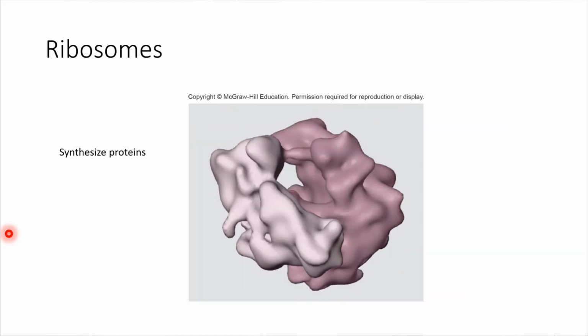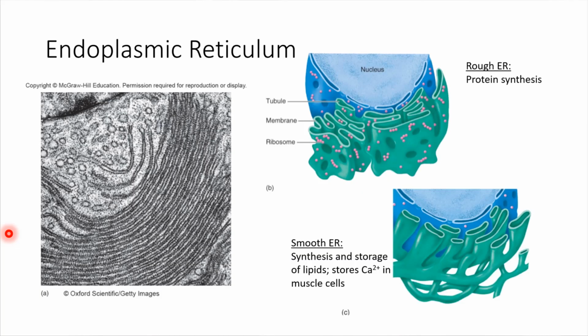Ribosomes, very important component of the cytoplasm. Ribosomes, what do they do? All right, synthesize proteins. We've got ribosomes in a number of different locations in the cell. An example would be on the rough endoplasmic reticulum, which is our next organelle.